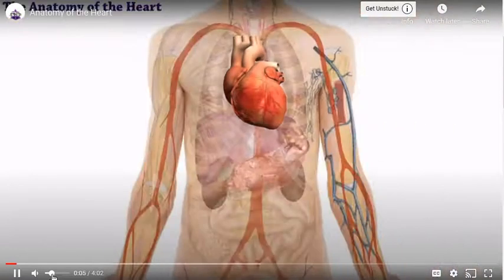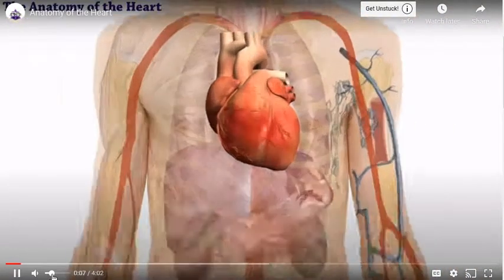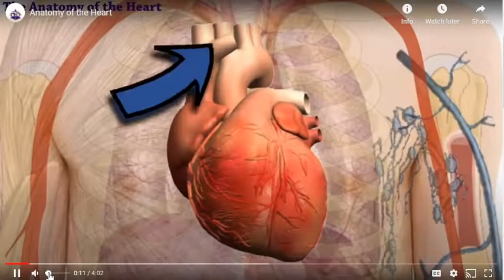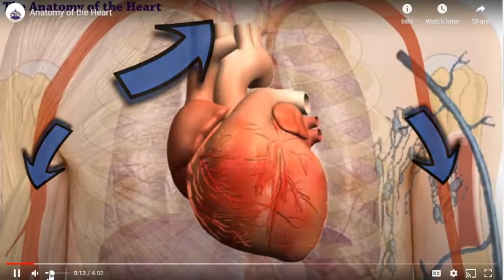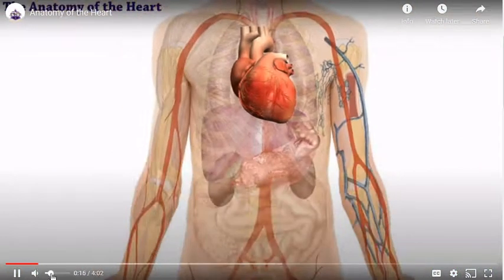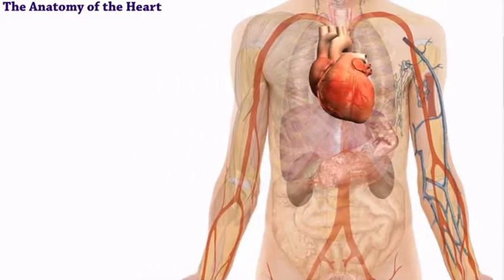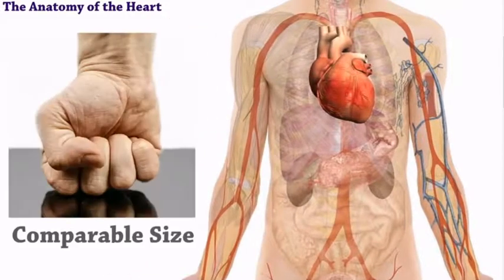Your heart is located in the center of your chest. Its muscular walls contract, which creates your heartbeat and pumps blood throughout your body. As blood moves around, it delivers oxygen and nutrients to every cell. A normal, healthy adult heart is about the same size as a clenched fist.